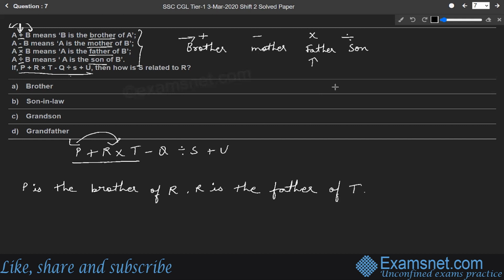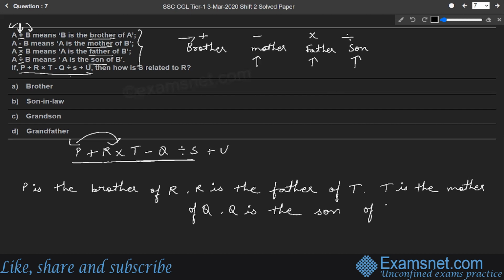Right? Next is T minus Q. What is minus sign representing? It is representing mother. So T minus Q means T is the mother of Q. Then next is Q divided by S. Divide sign is representing son. So Q is the son of S, since the division sign represents son. Then last is S plus U. Plus sign represents brother. So S is the brother of U.